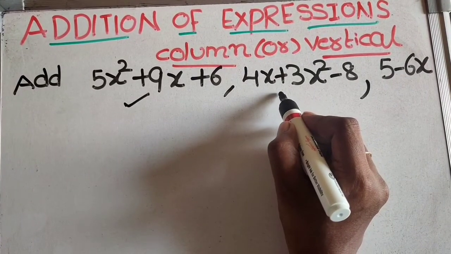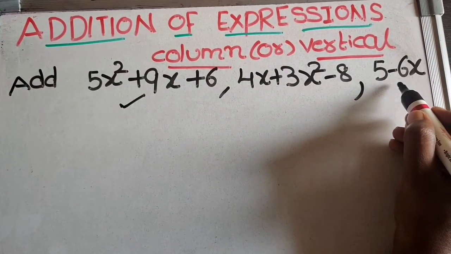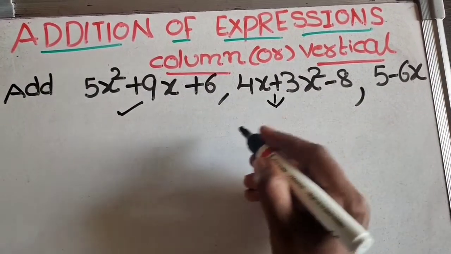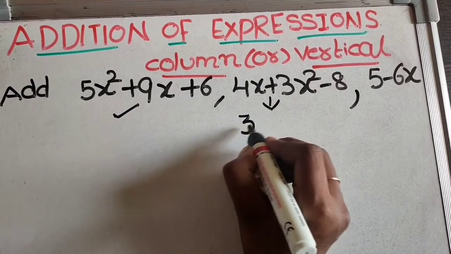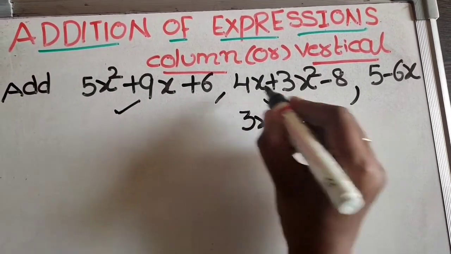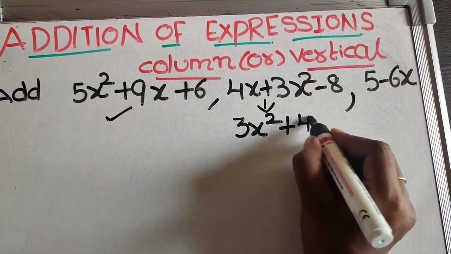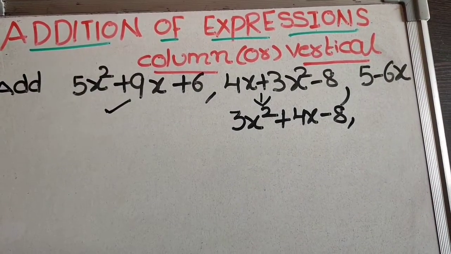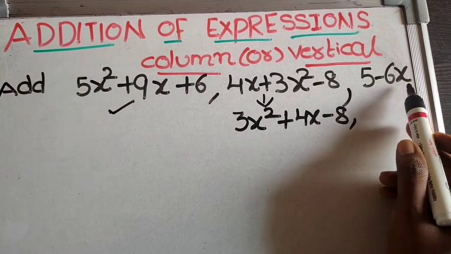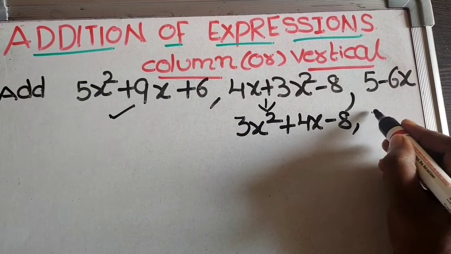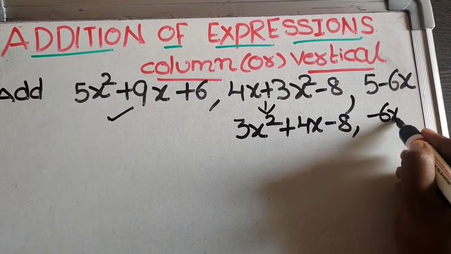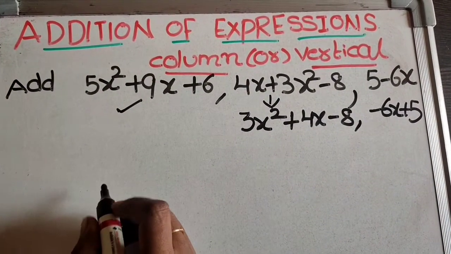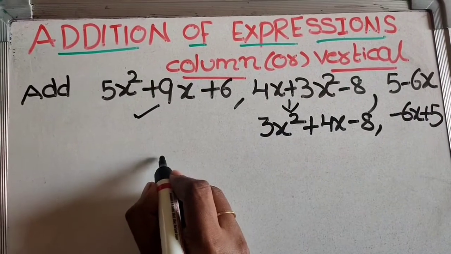Whenever you are doing addition or subtraction, it will be better to make it in the standard form. Standard form means following the descending order of the variables. So now the second term is not in the standard form. So I am writing it in the standard form, that is 3x square plus 4x minus 8. And the third term is also not in the standard form, so change it into standard form. As there is no x square value, we have to take 0, and x value minus 6x and the numerical value plus 5.